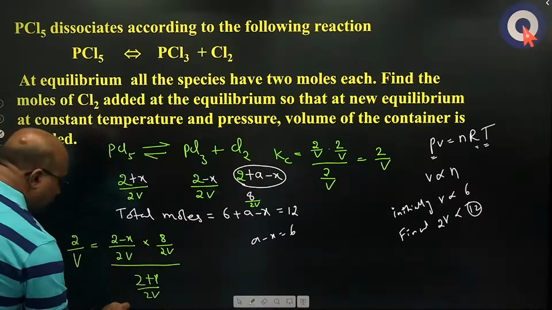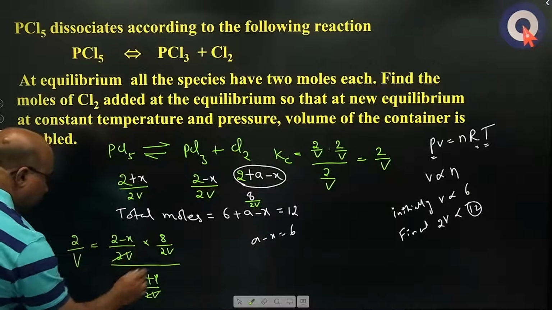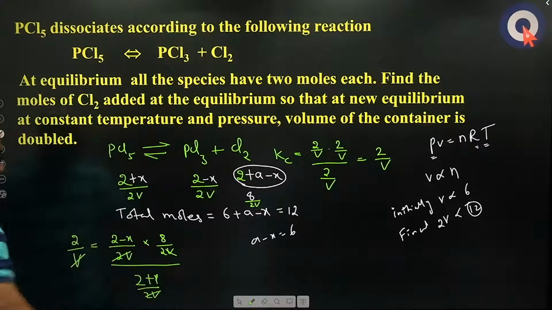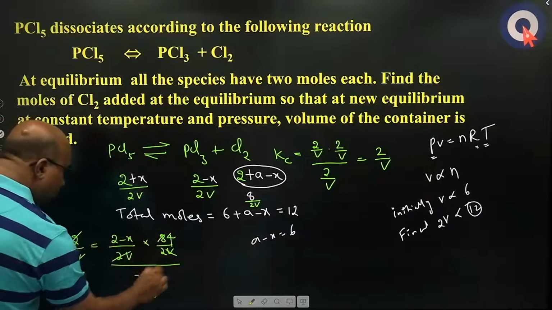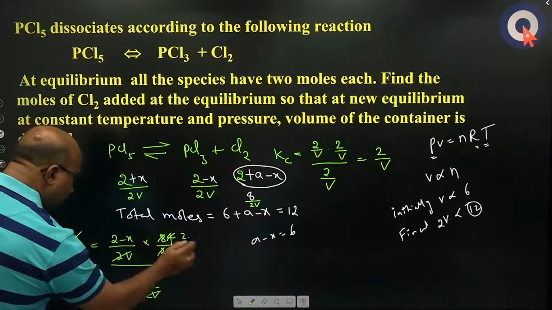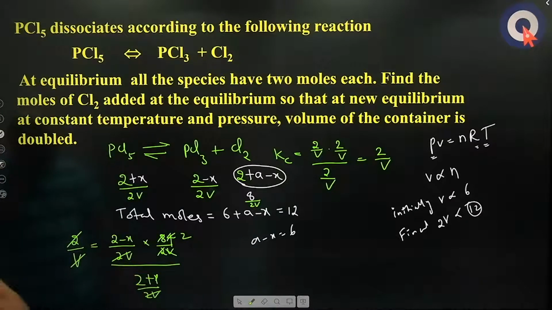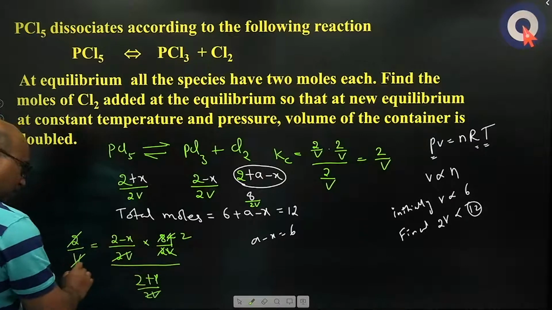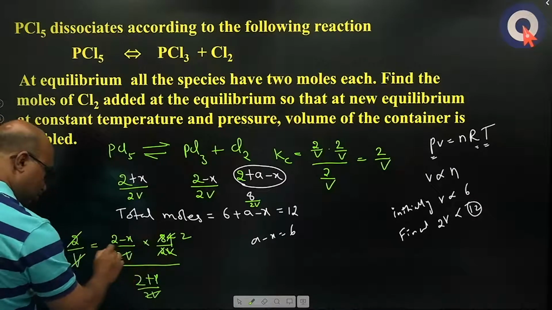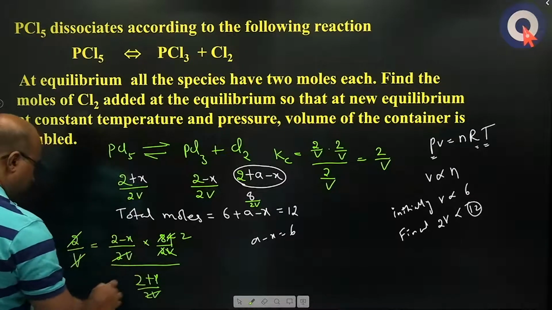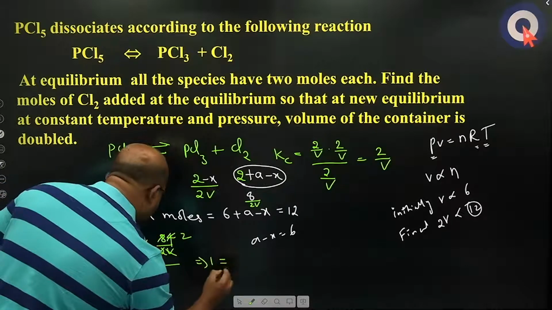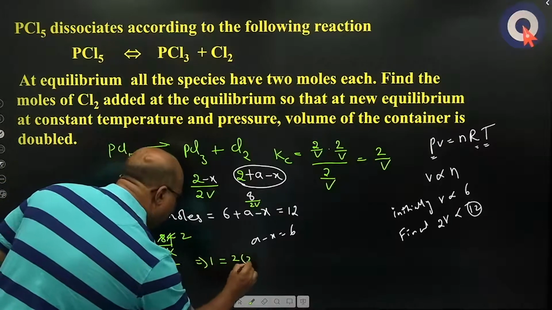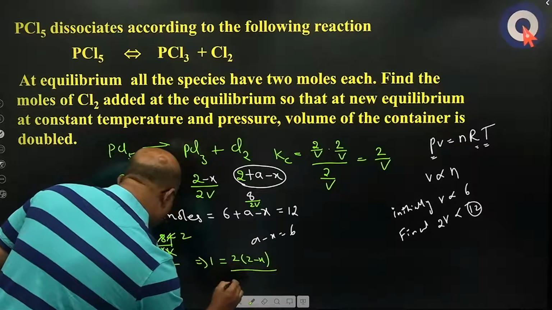So what is this now? One of the 2V you can cancel, this V you can cancel. Clear? So 4 also you can cancel, this 2 you can cancel. Completely like this. So overall, whatever is there, this is 2, this is 2 plus X. So this is nothing but 1 is equal to 2 into 2 minus X by 2 plus X.